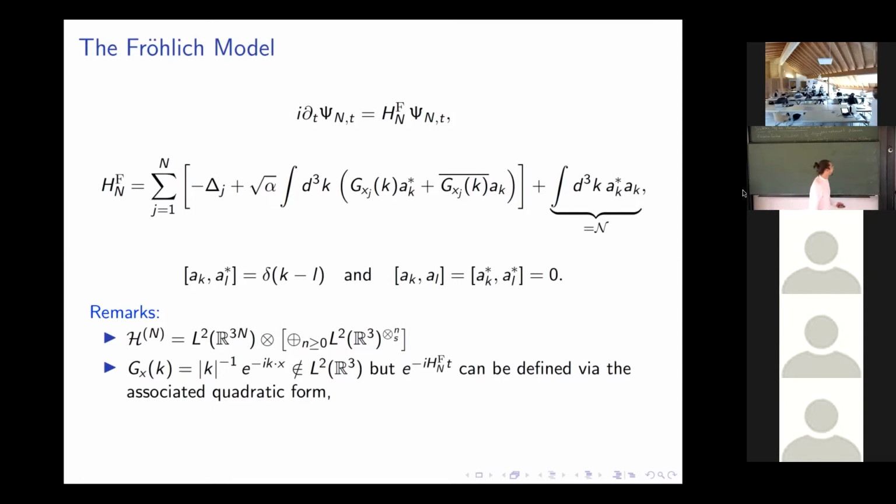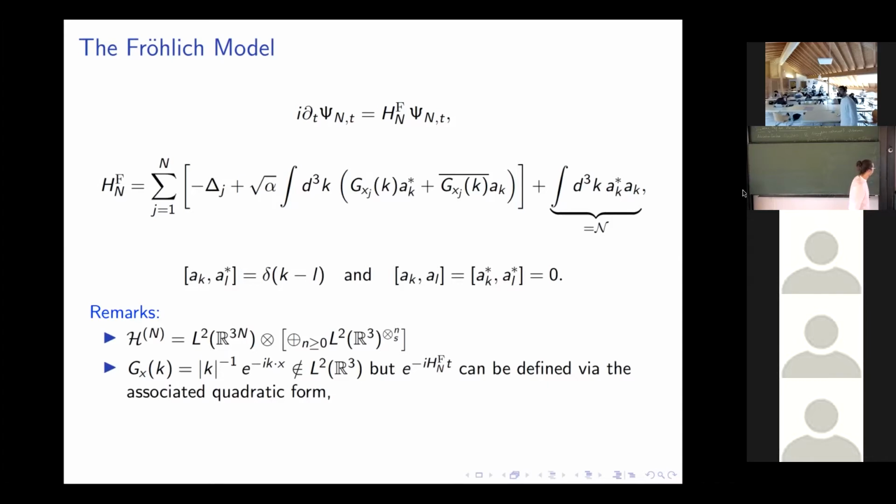And if we look at the model, we see that we have the Hilbert space L2 over R^{3n}, which describes n particles, and then the bosonic Fock space over L2, which describes the excitations of the phonon field. And an element in this Hilbert space evolves according to the Schrödinger equation with the Fröhlich Hamiltonian.